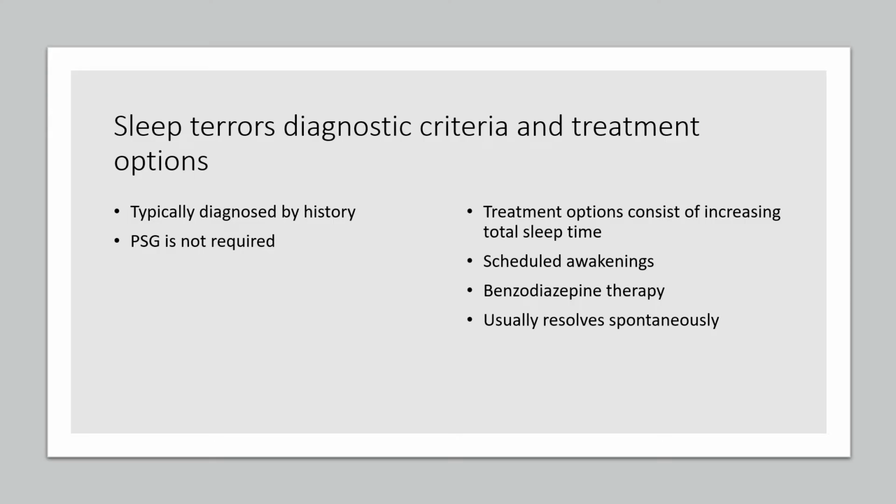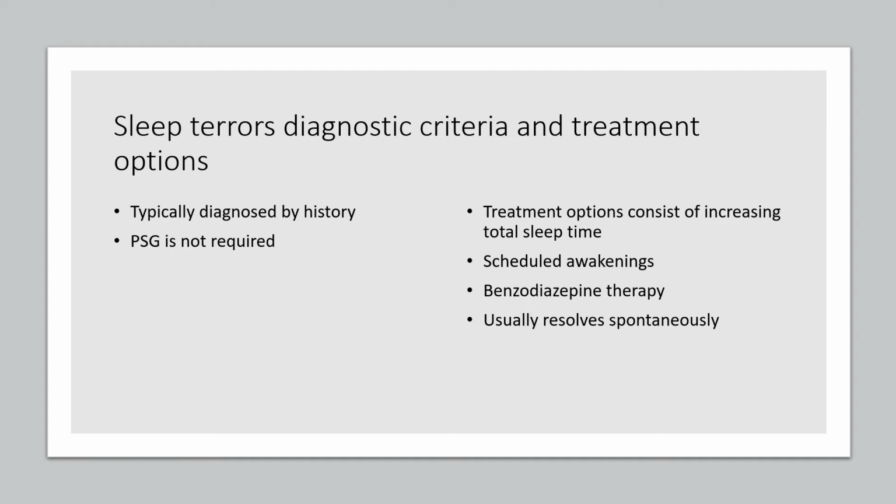Let's talk about the diagnostic criterion and treatment options. Typically, diagnosis is done by history. You get some history from the parent who talks about the child's awakening and behaviors. You could also look at family history, like any kind of genetic history to it. Polysomnogram is really not required in this.